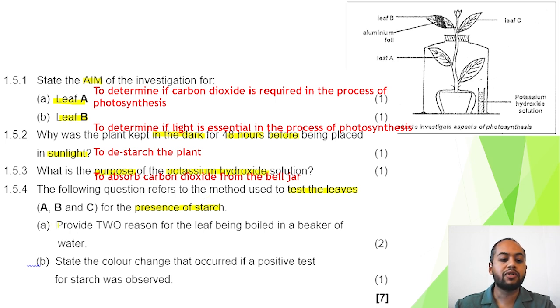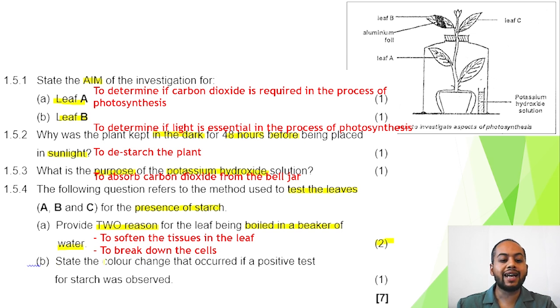So firstly, provide 2 reasons for the leaf being boiled in a beaker of water. There are 2 marks for the question. 2 reasons why you will boil the leaf in water. Firstly, you are going to soften the tissues in the leaf. Secondly, you are going to break down the cell walls. Those are 2 reasons as to why you place the leaf in boiling water.